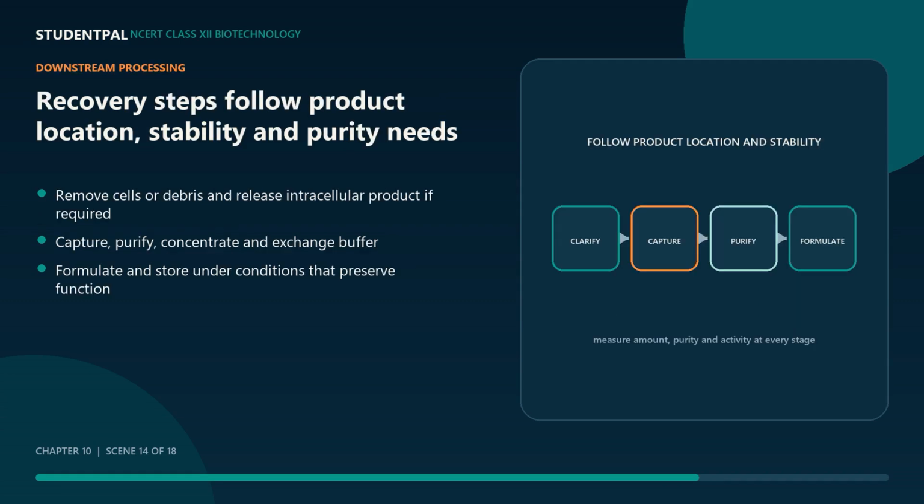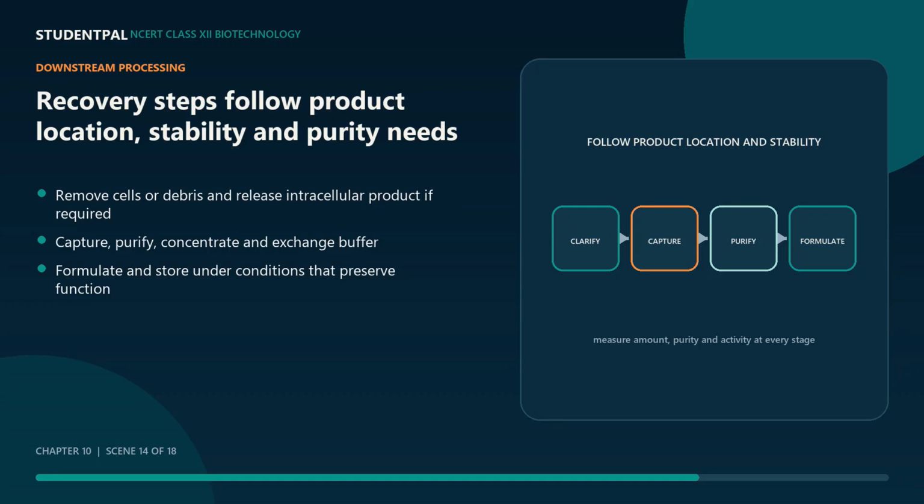Downstream processing begins when the product must be separated from the culture. For an extracellular product, cells and debris are removed while the product remains in the liquid. An intracellular product requires controlled cell disruption followed by removal of insoluble material. Capture steps rapidly concentrate and isolate the target from the bulk mixture. Intermediate and polishing purification remove progressively more difficult impurities. Concentration and buffer exchange prepare the product for formulation, filling, and storage.